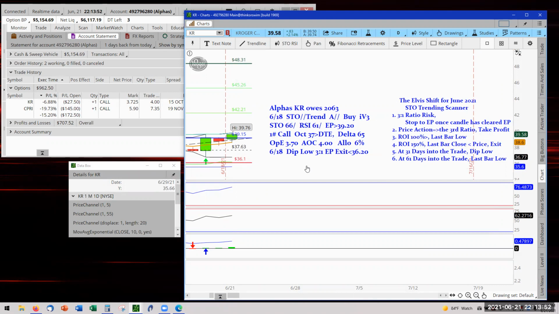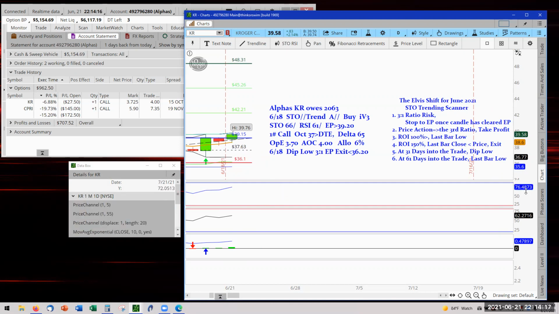Also, the STO is using the strategy of the stochastics rising. That's the basics, the heart of the stochastic strategy: stochastics is rising, the RSI is rising, we have a green histogram, and the 10 EMA is also rising.